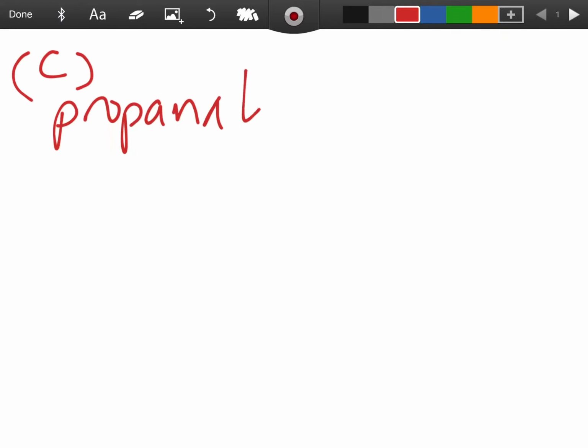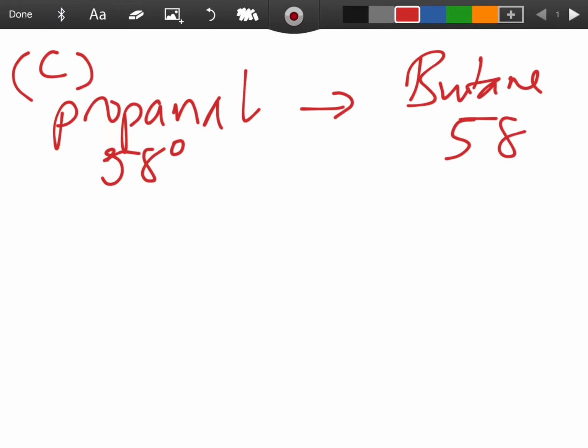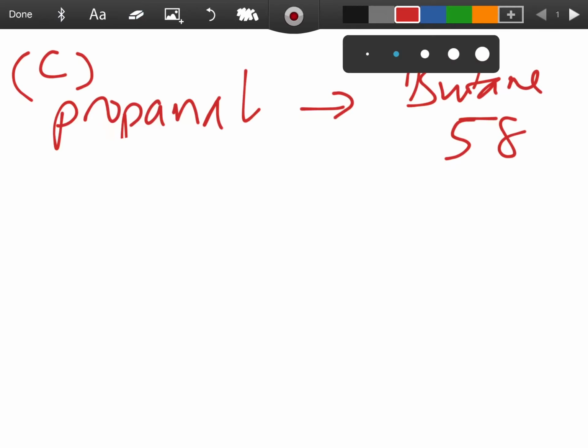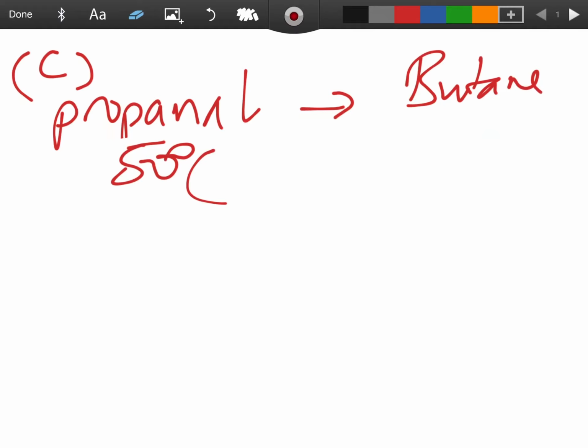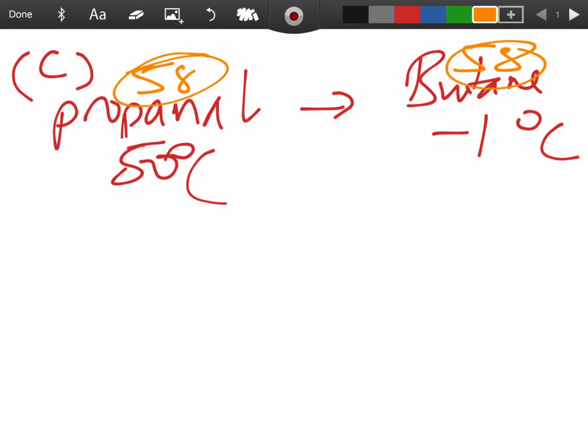Now part C then says, explain clearly why the boiling point of propanal is 58 degrees, they tell you. Why is it so much higher than the boiling point of butane? The boiling point of propanal is roughly 50 degrees, whereas the boiling point of butane is -1 degrees Celsius. Why are they giving me the MR of 58? So similar relative molecular masses, same relative molecular masses. So the relative molecular mass is not the issue here to help us to explain the difference in boiling point.